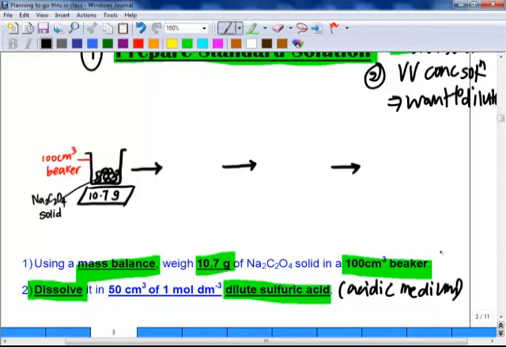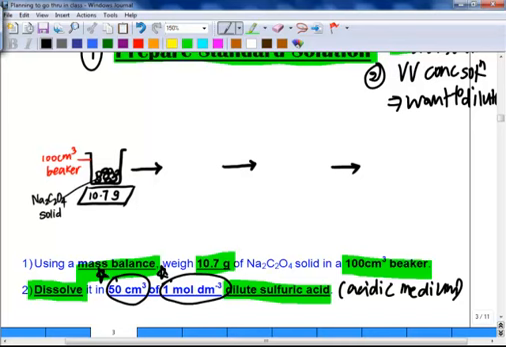Pay attention. You dissolve it in dilute sulfuric acid. And take note, this part over here, the 1 mole per dm cube is actually not given to you. You have to suggest this on your own. And usually it's 1 mole per dm cube. You know, it's quite concentrated. It's to ensure that it is acidic enough. And use 50 cm cube so that it will be in excess.